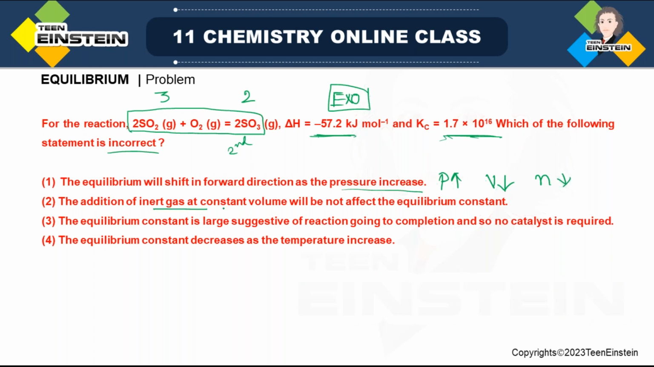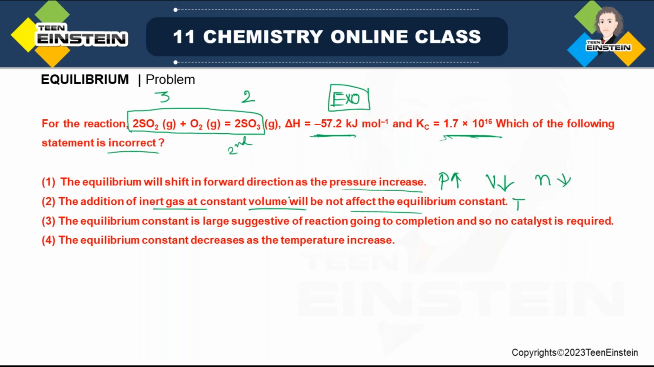Second statement: addition of inert gas at constant volume will not affect the equilibrium constant. Remember in the last class, when we discussed Le Chatelier's principle, we saw that when you are adding inert gas, there are basically two conditions you have to consider: whether you are adding the inert gas at constant volume or at constant pressure. If it is constant volume, there is actually no effect on the equilibrium. So this statement is also true.